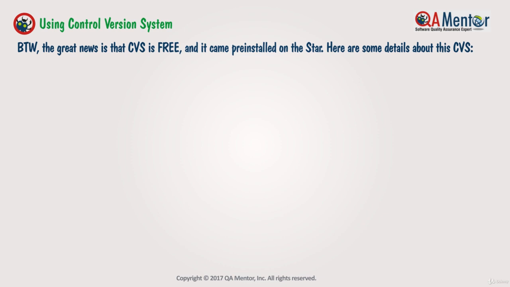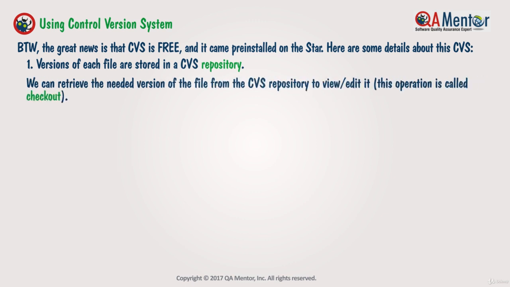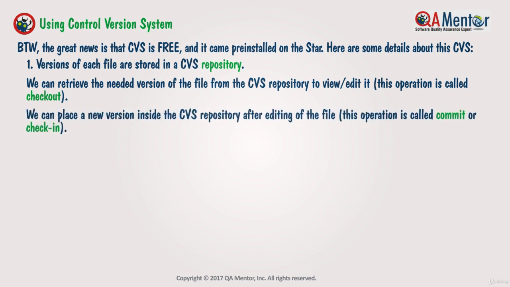CVS, Control Version System. By the way, the great news is that CVS is free, and it came pre-installed on the Star. Here are some details about this CVS. 1. Versions of each file are stored in a CVS repository. We can retrieve the needed version of the file from the CVS repository to view or edit it. This operation is called checkout. We can place a new version inside the CVS repository after editing the file. This operation is called commit or check-in.